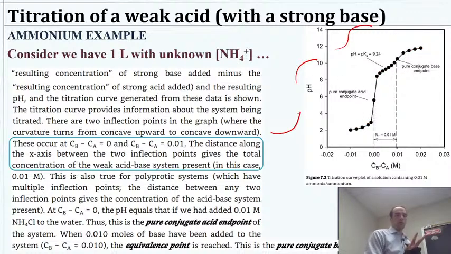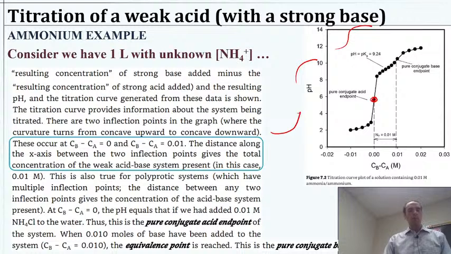So those two spots are interesting to us because they tell us about what's happening, based on our conversation about these equivalence points. These occur at the points where Cb minus Ca is equal to 0. That's right here, right? There's our 0. So that's our first equivalence point, because we said our HA equivalence point is when Cb minus Ca is 0. That's how we defined it for HA. So that's the first one.